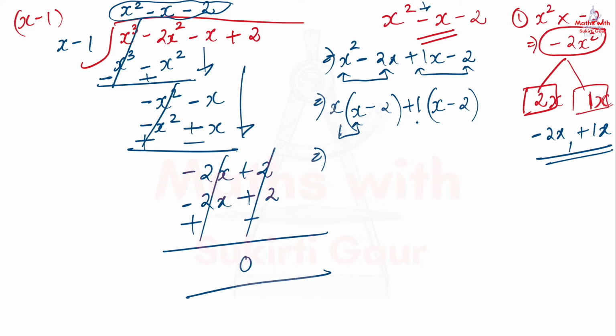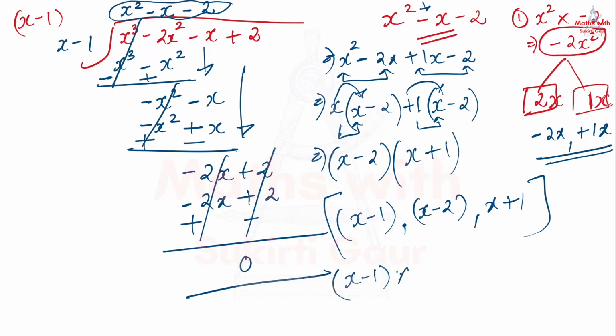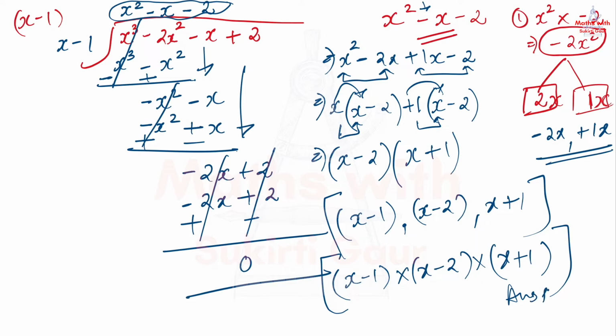x minus 2 we have got with both of them. So x minus 2 will be taken common now, and from x and from plus 1 we will be getting the other factor. These are the other two factors. So all of the factors we are writing together. x minus 1 we got from the first part, and factorizing it later we got x minus 2 and x plus 1. Either you can write it like this or you can write it like x minus 1 into x minus 2 into x plus 1. This is the answer.